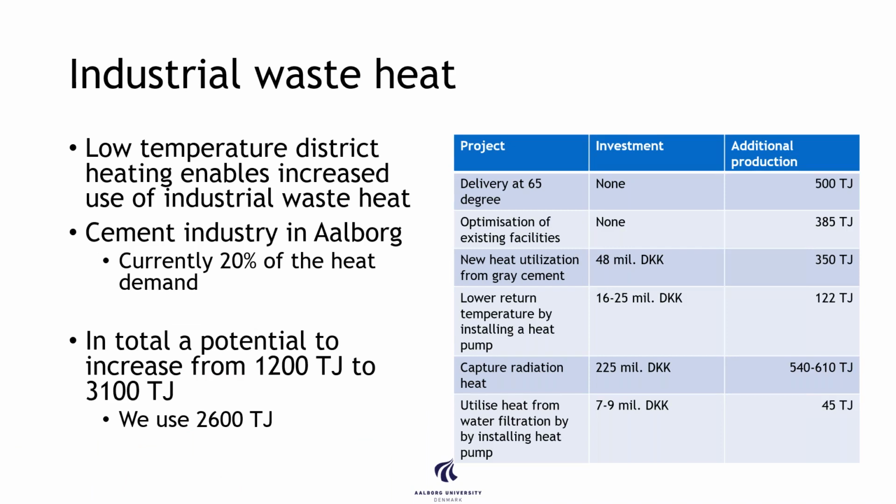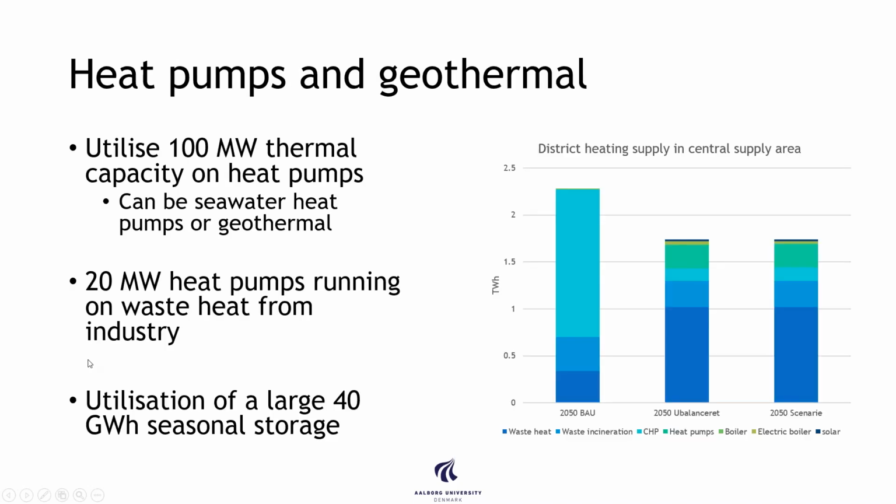We have industrial waste heat also here, just to show we have a lot of new sources. And one key point of this slide is that we have a cement industry that currently supplies 20% of the heat demand in Aalborg. Just by lowering the temperature to 65 degrees, we are able to go from 300 terajoules from them to 500 terajoules of energy. In total, all this will potentially increase from 1200 terajoules to 1300 terajoules.